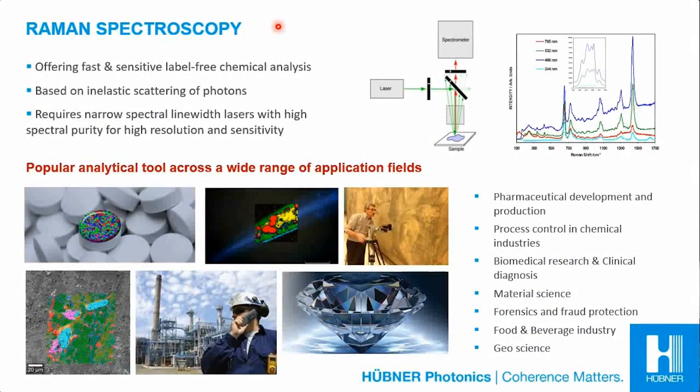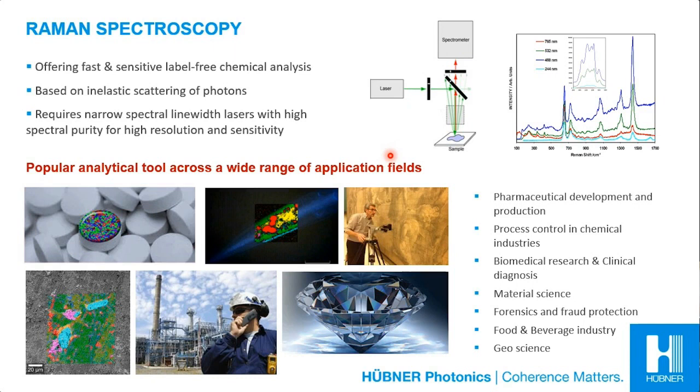Okay, to start with, a little bit of background information. Raman spectroscopy is a powerful technique for material analysis, mainly because it offers fast, sensitive, and label-free chemical analysis. It's also pretty much completely non-invasive and mostly needs no sample preparation. The principle is based on inelastic scattering of photons from a sample under investigation. And in order to detect the frequency shift in this scattered light, it's necessary to illuminate with a light source with a very high level of spectral purity.